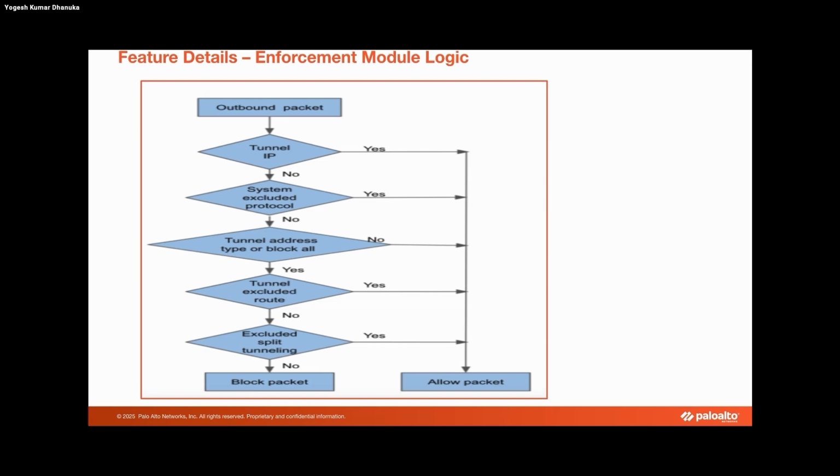So this would help us understand how the enforcement logic works with endpoint traffic policy enforcement. And if none of those parameters match, then we're essentially blocking that packet.